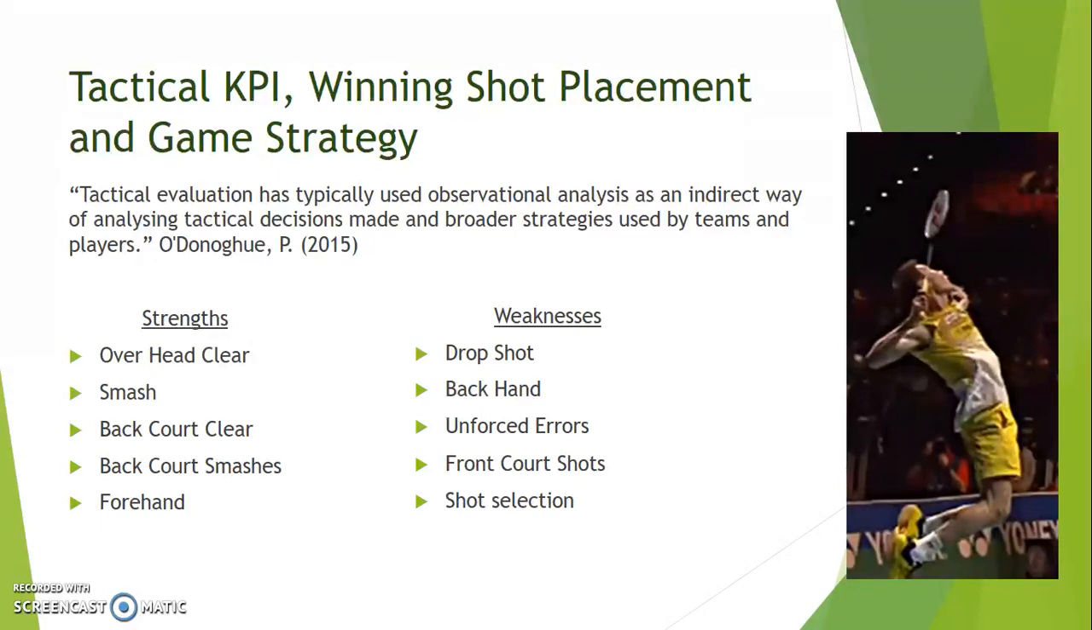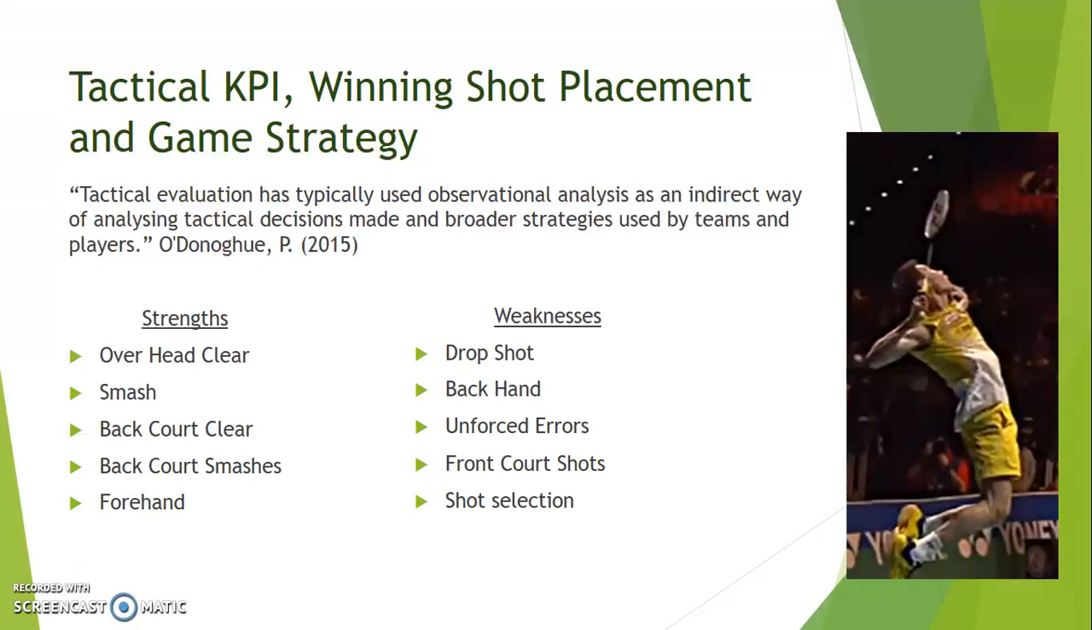The final KPI I chose to use was game strategy. My main reason for choosing this KPI is that it uses everything which I've previously covered and uses it in one. When creating a game strategy, I need to identify all of my strengths and all of my weaknesses, and create a way to minimise the use of my weaker shots and maximise the use of my stronger shots.